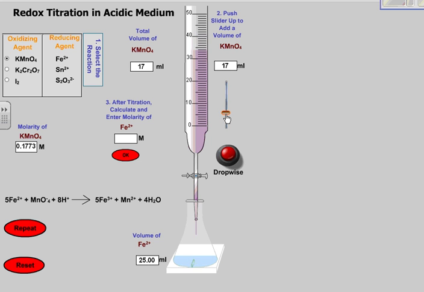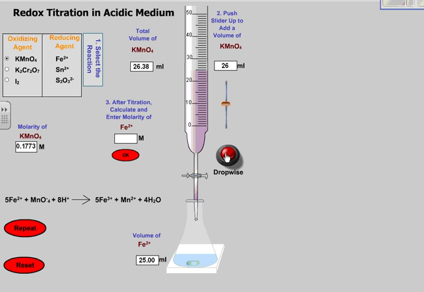and again we're going to add larger quantities until we start to see a change in color. So there you can see that the color is changing. So now we're going to go dropwise. And again, ideally we would get to where one drop would change the solution to an all purple color, indicating that we've reached the end point.